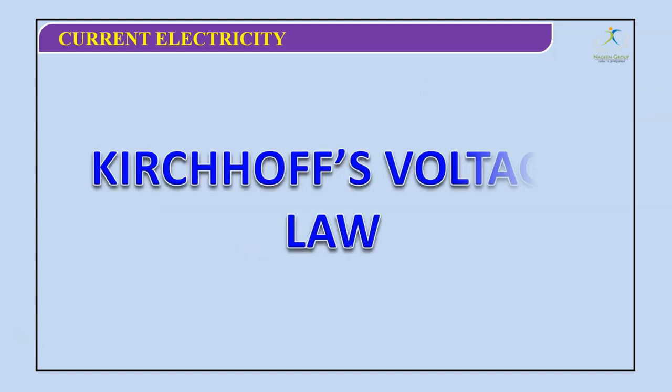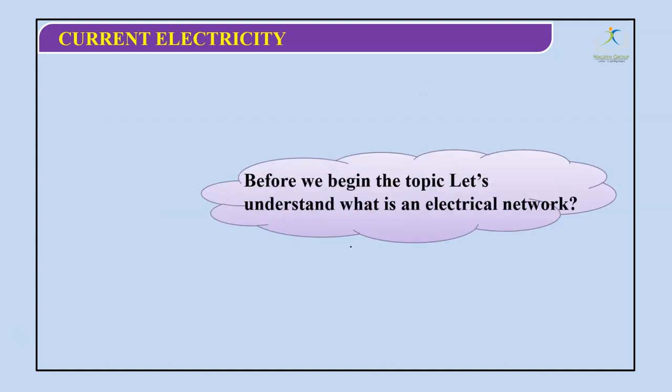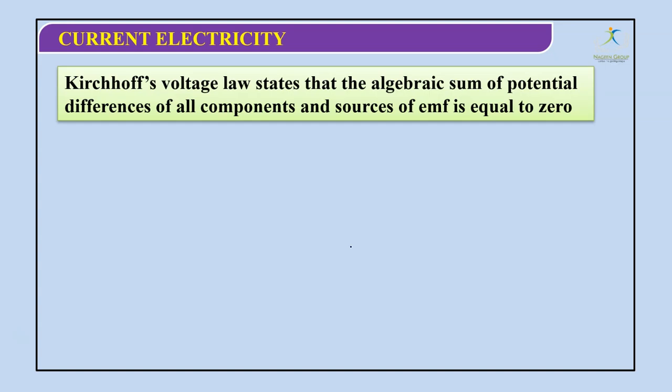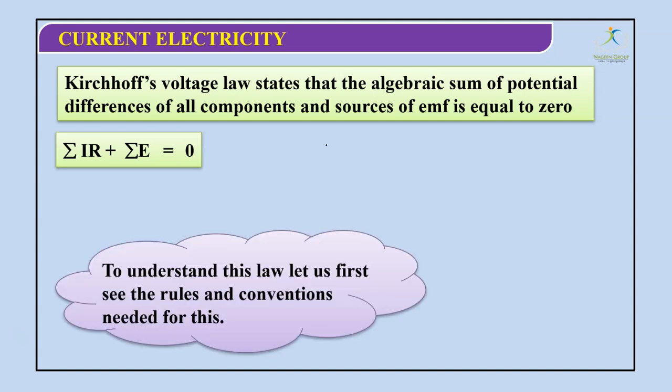Similarly, we have the next topic, which is Kirchhoff's voltage law. Before we begin this topic, let us understand what an electrical network is. It is a combination of various electrical circuit elements and sources of EMF connected in a simple or complicated manner. Kirchhoff's voltage law states that the algebraic sum of potential differences of all the components and sources of EMF is equal to 0. That means the summation of IR plus the summation of E is equal to 0.